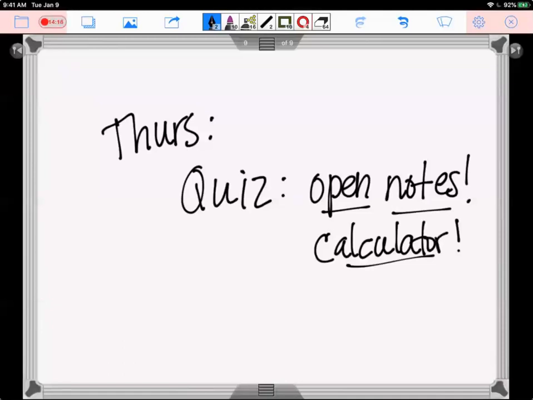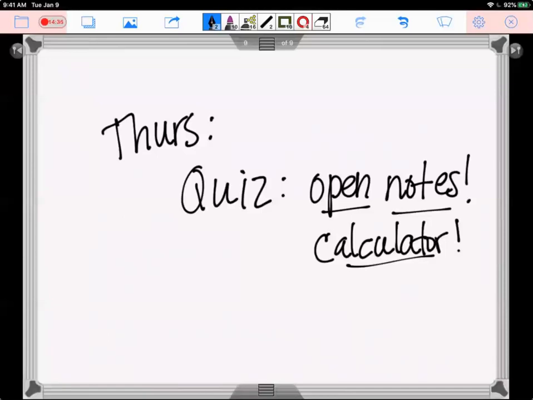You're gonna take the quiz on Thursday. I would suggest taking it right after homework help, right after the Zoom meeting, because that's when you're gonna have everything fresh in your mind, okay? You can take it on Friday, you can take it next week if you want to, but next week is spring break, so I would take it right away if I were you.